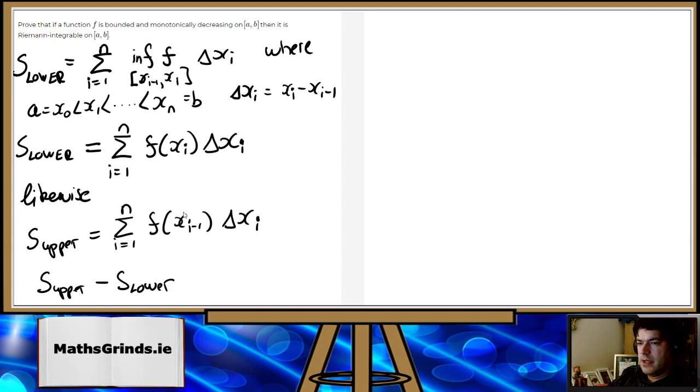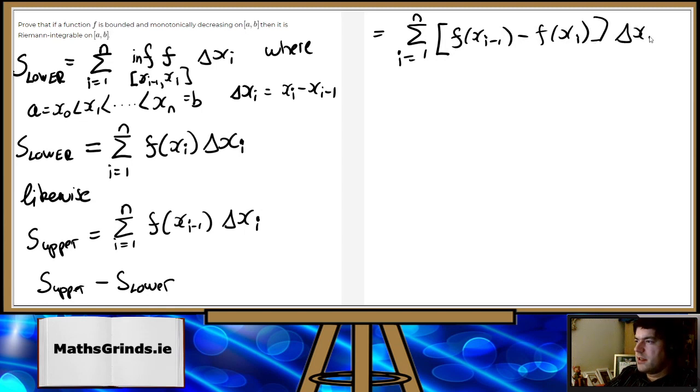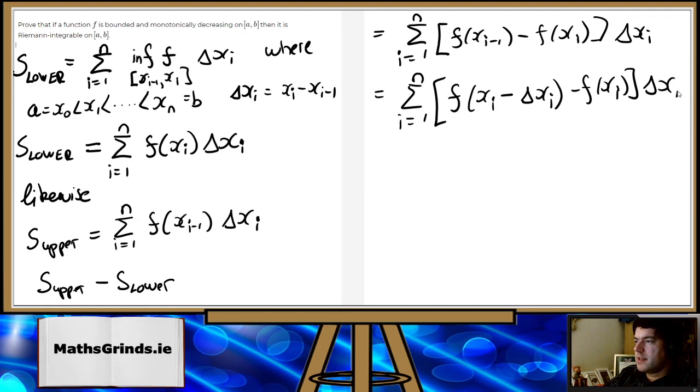Because it's obvious when you subtract them, what you'll end up with is the sum i equals 1 to n of the upper one minus the lower one, times delta x_i. And what I'm going to do instead is write this as the sum from 1 to n of f of x_{i-1} delta x_i minus f of x_i delta x_i.